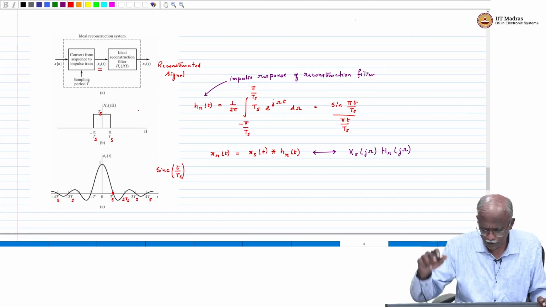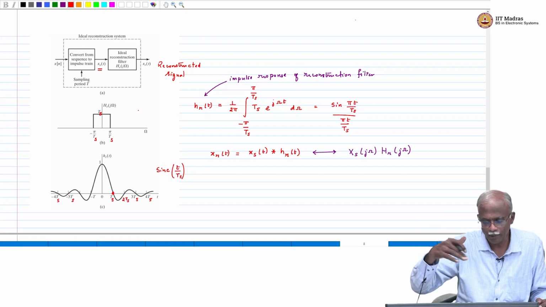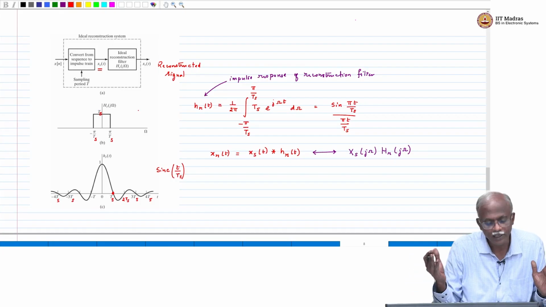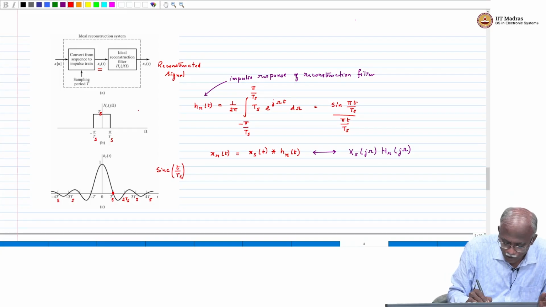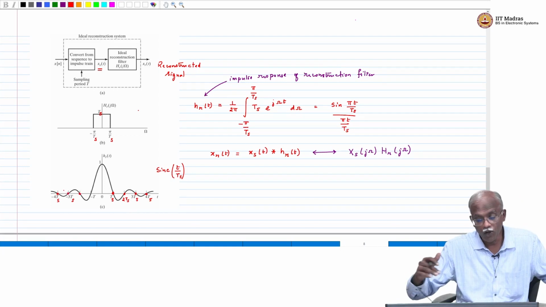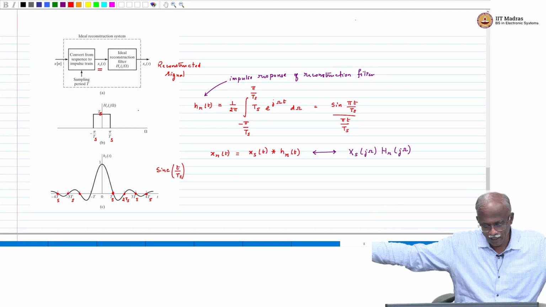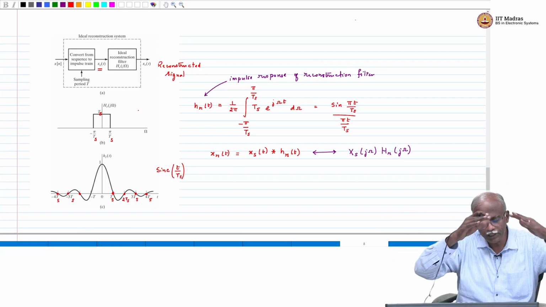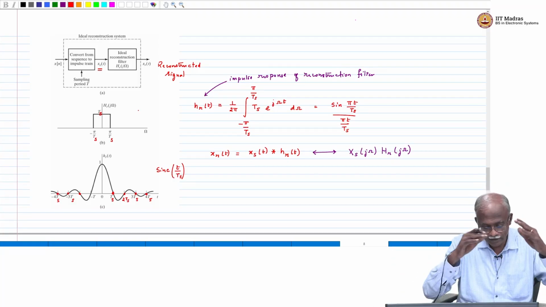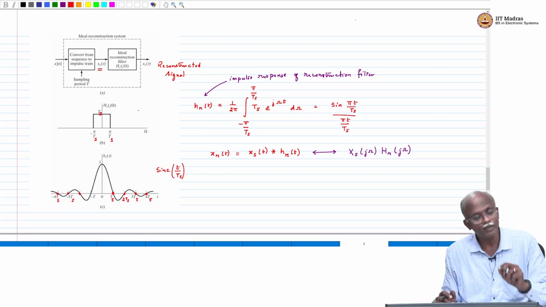So, whenever you substitute the lowercase t equal to a multiple of Ts, you will find that you get a multiple of pi. So, sine of a multiple of pi will be equal to 0. So, you have 0 crossings at every multiple of Ts, both on the positive side and the negative side. Okay. And for how long will this go? Basically, it will go all the way to infinity. You will have lots of ripples. Eventually, the ripples will die down. But this is the behavior of the sinc function. Now, why is this important?